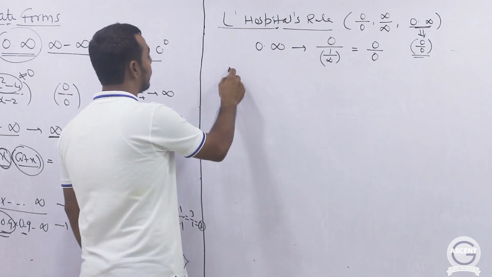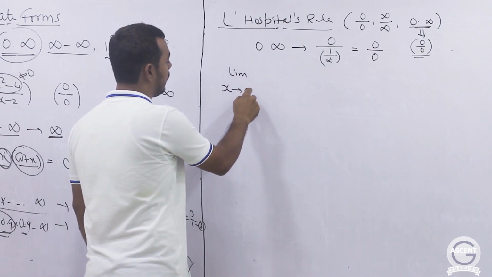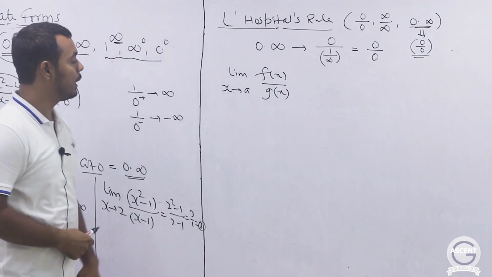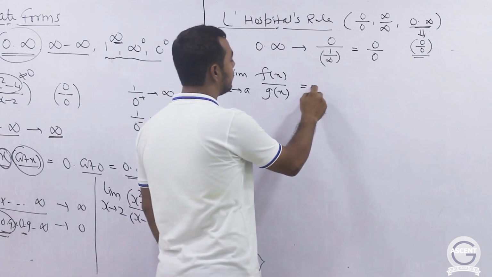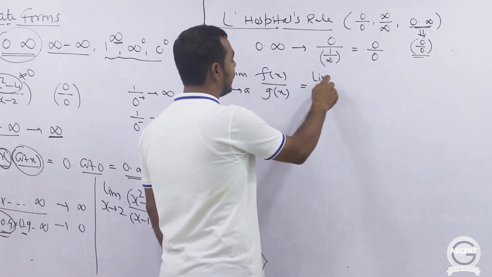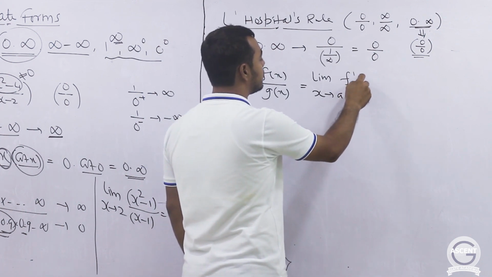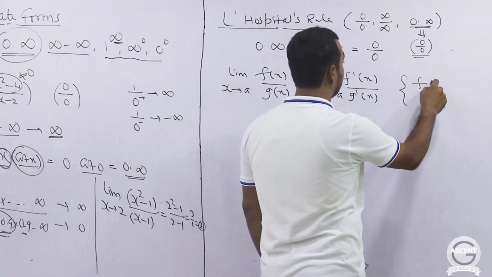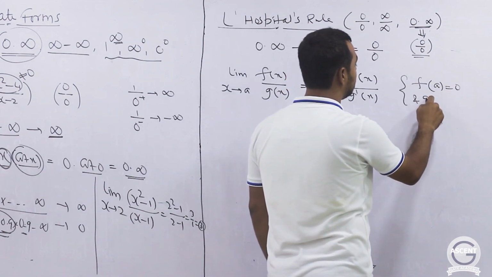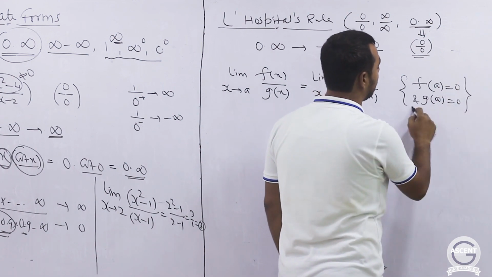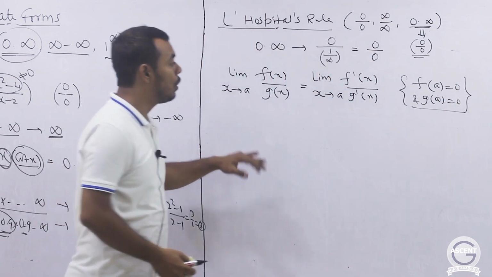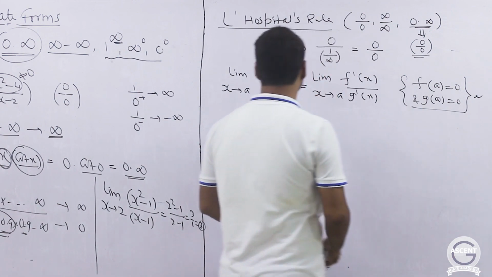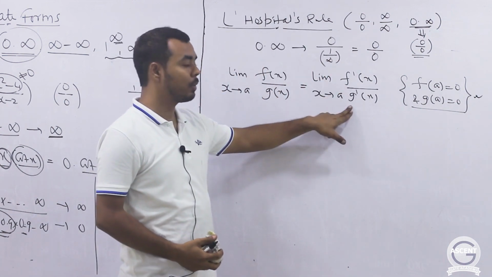Now what is this L'Hopital's rule? The L'Hopital's rule is that limit x tending to a, f(x) by g(x), this will be equal to limit x tending to a, f dash x by g dash x. But remember that this will be valid only when f of a is 0 and g of a is 0, meaning that you are getting 0 by 0 indeterminate form, or you are getting infinity by infinity indeterminate form. In that case also you can apply this. So if you are getting 0 by 0 or infinity by infinity, then you can apply L'Hopital's rule.